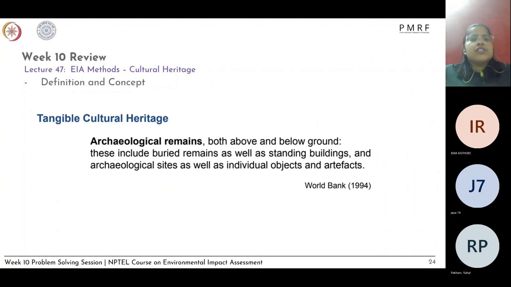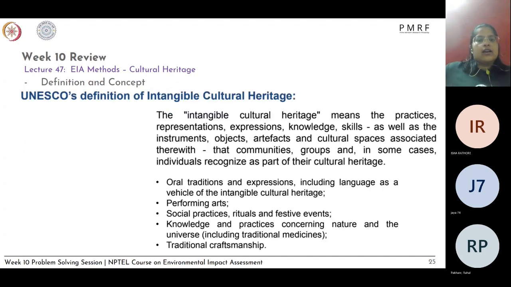So tangible cultural heritage includes archaeological remains, both above or below ground. These include buried remains as well as standing buildings and archaeological sites, as well as individual objects and artifacts. So all of these are tangible cultural heritage which you can touch and physically feel and see.